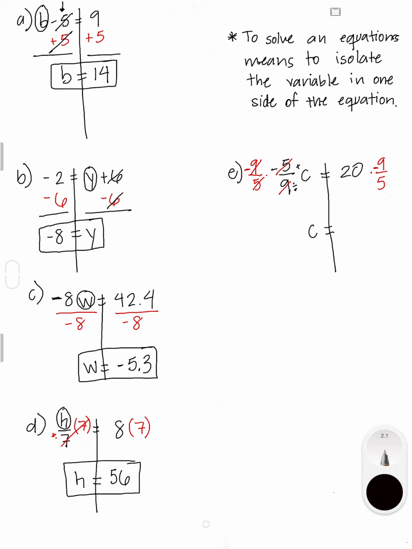equals, now on this side, we can put 20 over 1 and then multiply across. So 20 times negative 9 is negative 180. And then 1 times 5 is 5. We can divide 180 by 5, which is going to give us negative 36. So the solution of the equation is c equals negative 36.